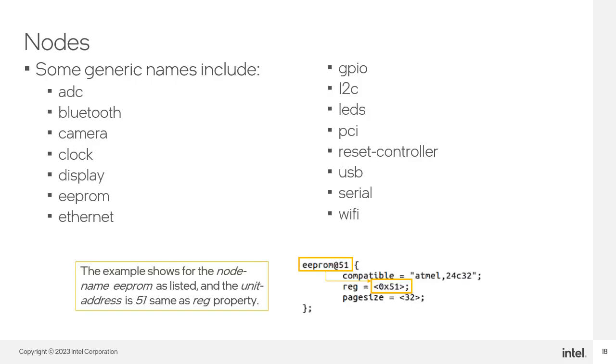Here you can see an example which shows a node name EEPROM as listed, and the unit address is 51, same as the reg property. Some common names for nodes are ADC, Bluetooth, clock, display, and Ethernet, for example. Other common ones include GPIO, I2C, LEDs, among others.